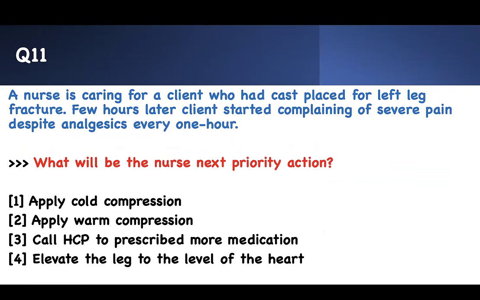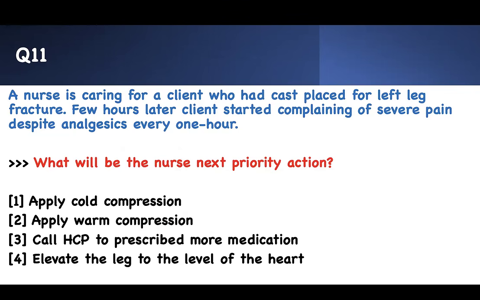Halfway, a nurse is caring for a client who had a cast placed after a leg fracture. A few hours later, the client started complaining about severe pain despite analgesic every 1 hour. What will be the next priority action? Apply cold compression, apply warm compression, call the provider for more medication, and elevate the leg to the level of the heart. Think about it.